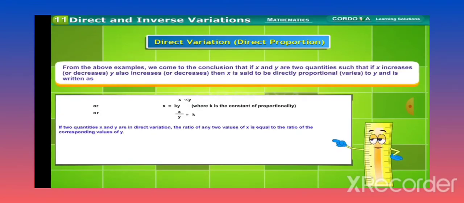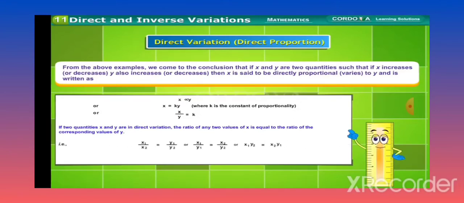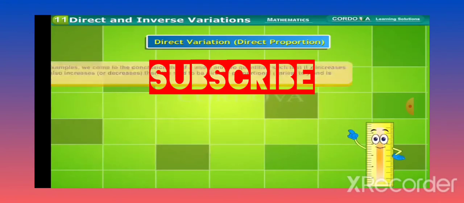If two quantities x and y are in direct variation, the ratio of any two values of x is equal to the ratio of the corresponding values of y. That is, x1/x2 = y1/y2, or x1/y1 = x2/y2, or x1 y2 = x2 y1.